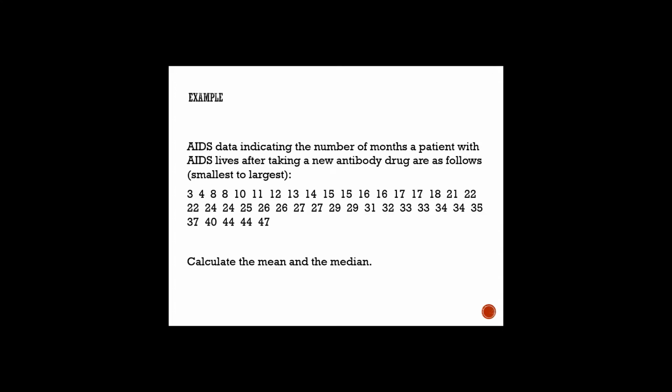I've given you an example here and a chance to try calculating the mean and the median for this data. Now, I've already ranked this data in ascending order, so that part's already done for you. This is actual AIDS data, a number of months that AIDS patients were given to live after taking a new antibody drug, and it's ranked from smallest to largest. What I want you to do is take that data and first calculate the mean and then calculate the median, and then start your tape back.